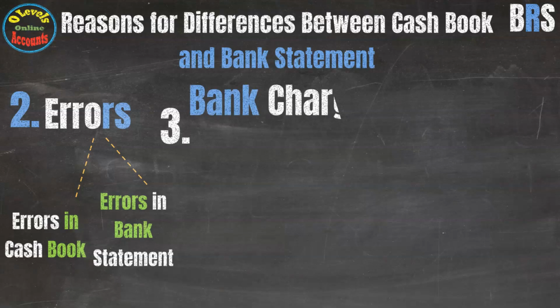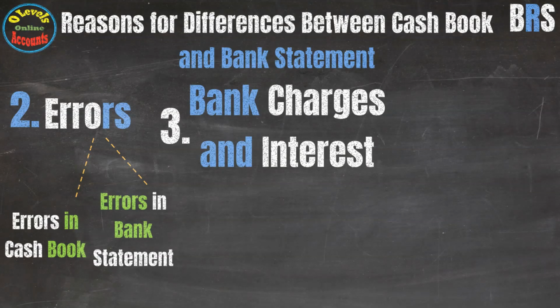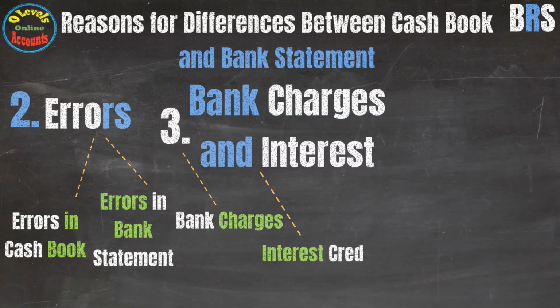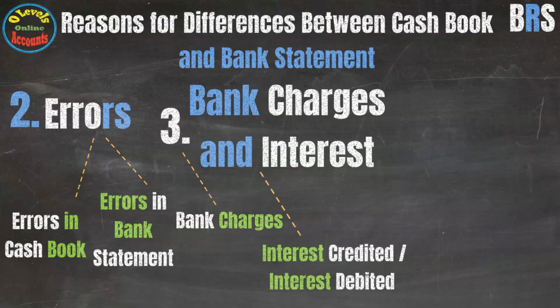The third reason is bank charges and interest. It has two sub-points to discuss. The first sub-point is bank charges, fees such as service charges, overdraft charges, or checkbook charges that the bank deducts without the immediate knowledge of the business. This action of the bank will create a difference between a cash book and the bank statement. The second sub-point is interest credited or debited. Interest credited or debited by the bank which may not have been recorded by the business. It will also create a difference between a cash book and the bank statement.